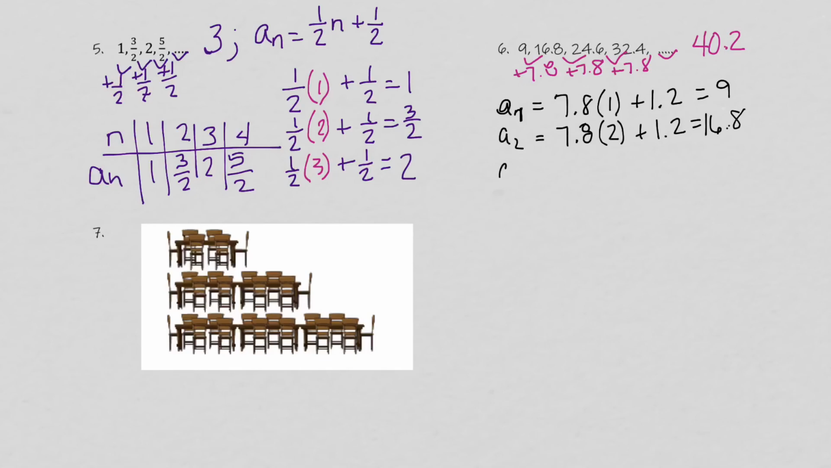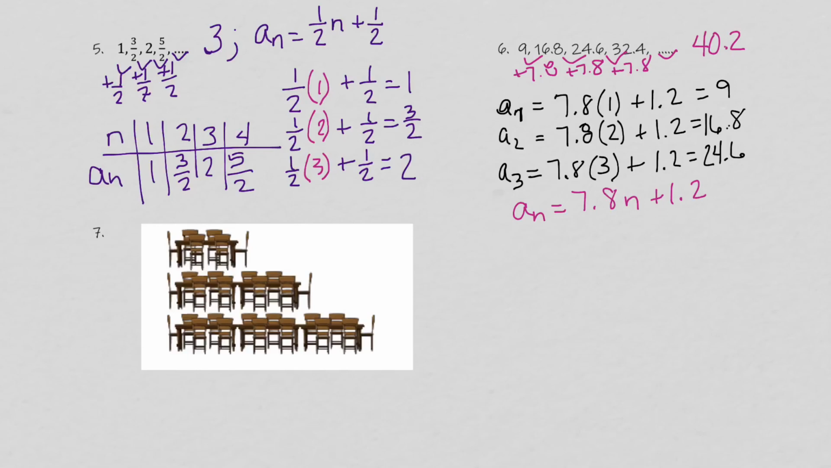And then I would try that for a sub 3. 7.8 times 3 plus 1.2. Does that give me 24.6? And it sure does. So I have my pattern here. So now I can go ahead and write my generic sequence. I'd have 7.8. That was constant in all of them. The thing that varies is going to be my variable, so that's going to be my n. And then I'd have the 1.2. So I was multiplying every term number by 7.8, and then I was adding the same thing of 1.2 to that.